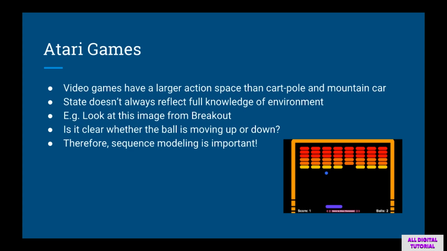For example, look at this picture from the game Breakout. Can you tell whether the ball is moving toward the paddle or away? It's not clear because this is a static image, and that's all the information we get from a state. So we'll see that sequence modeling becomes important.